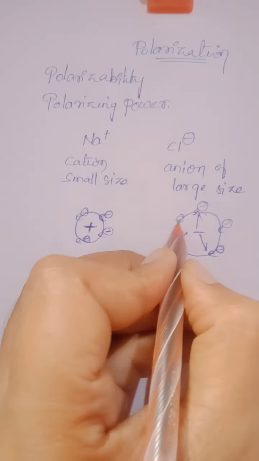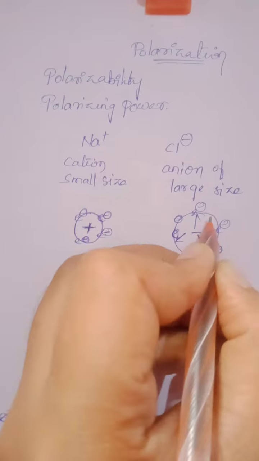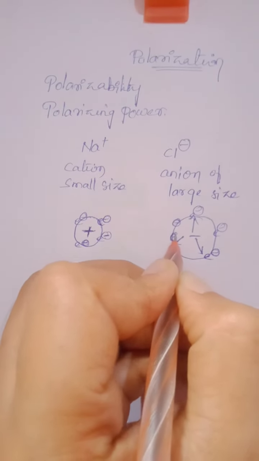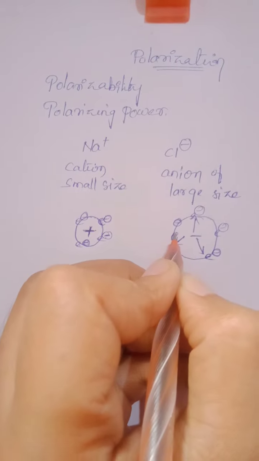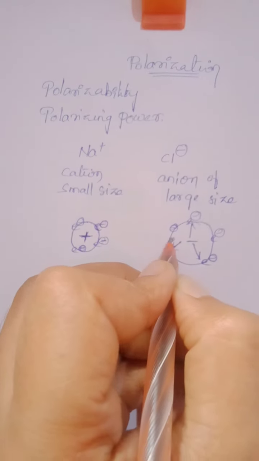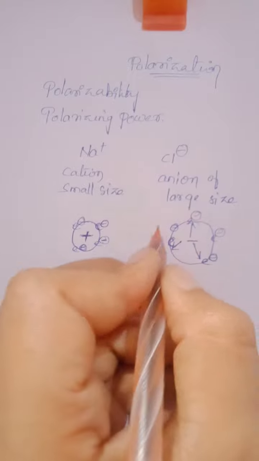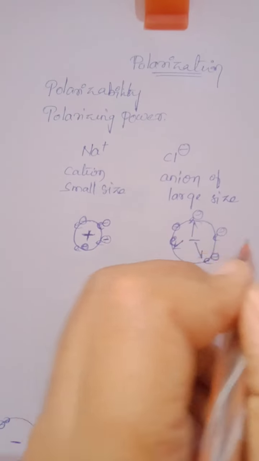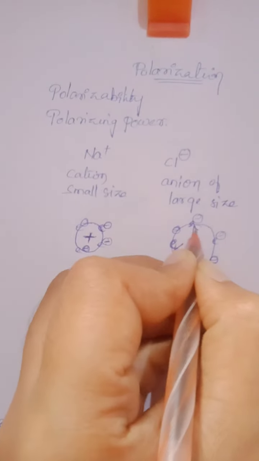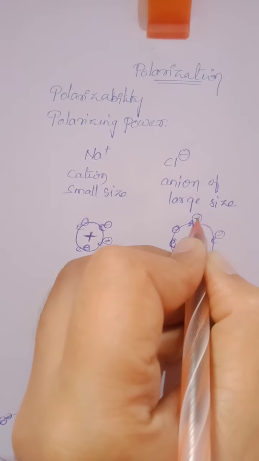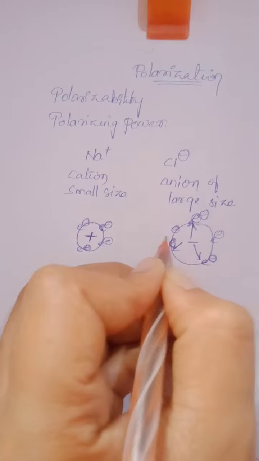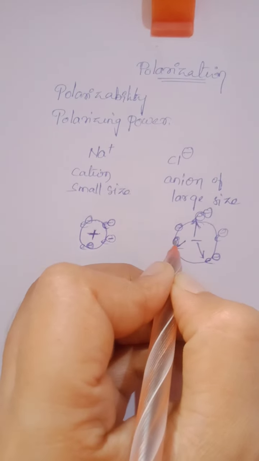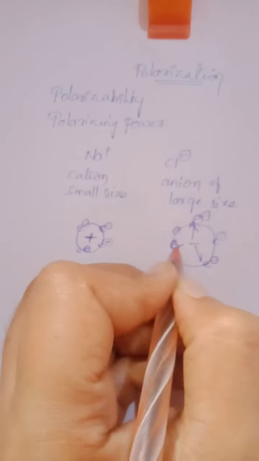Now, the distortion of these electrons takes place. Distortion means nothing but the tendency of an ion to get polarized or distorted, and this is called polarizability. These electrons will be distorted. This distortion is known as polarizability.